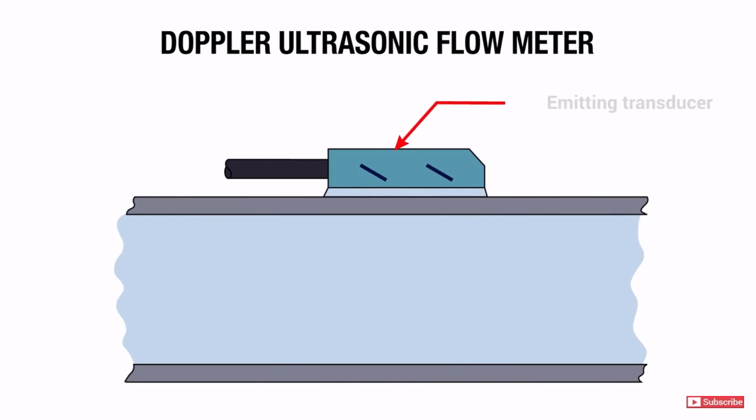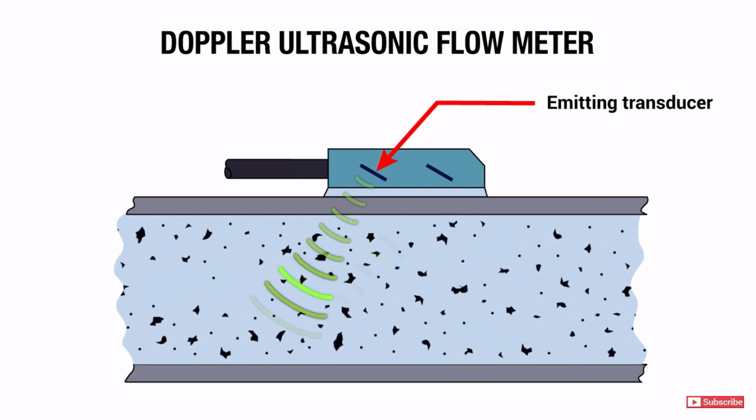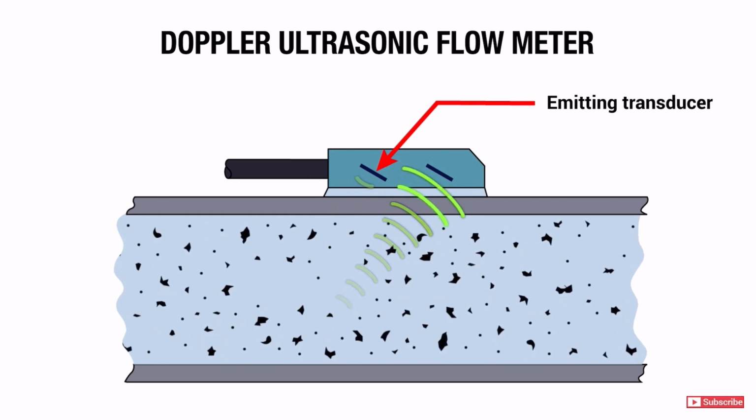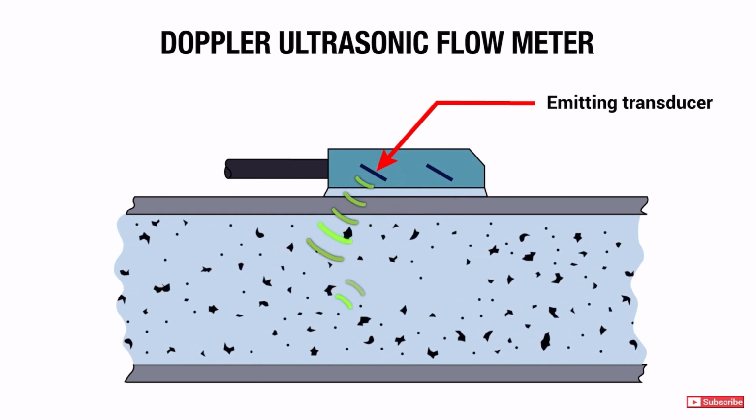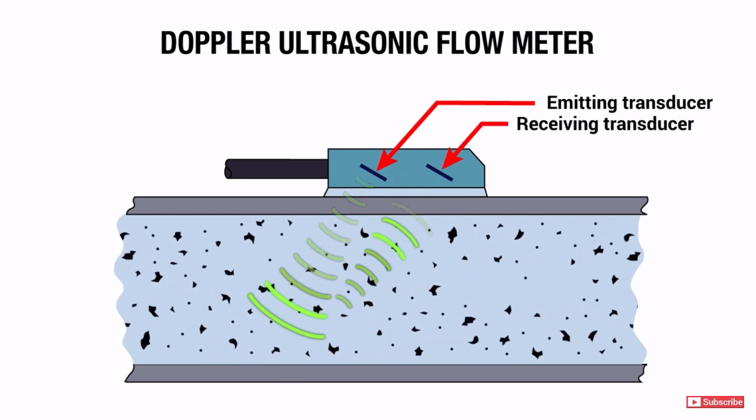So, in a Doppler ultrasonic flow meter, a transducer emits an ultrasonic beam into the liquid flowing in the pipe. The frequency is reflected off of the particles in the liquid to the receiving transducer. The frequency shift is linearly proportional to the flow rate.